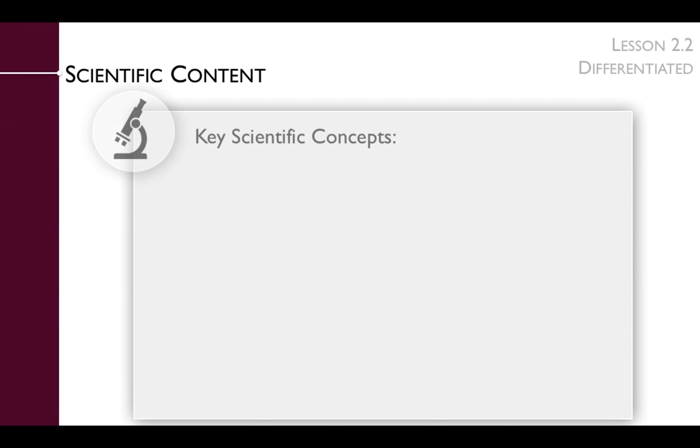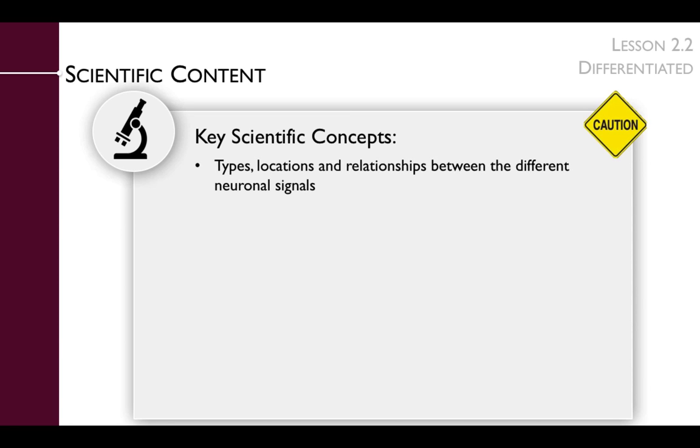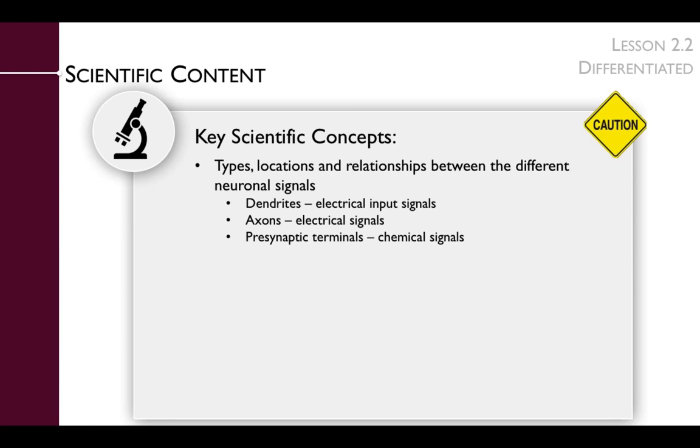To prepare for this lesson, you'll need to review the key scientific concepts that we presented in it. And a word of caution, students find the scientific concepts presented in this lesson to be challenging, so it is imperative that you take some additional time to ensure that you understand the concepts to help guide your students. Those concepts are the types, locations, and relationships between different neuronal signals, that dendrites generate electrical input signals, that axons generate electrical signals, and that presynaptic terminals generate chemical signals.